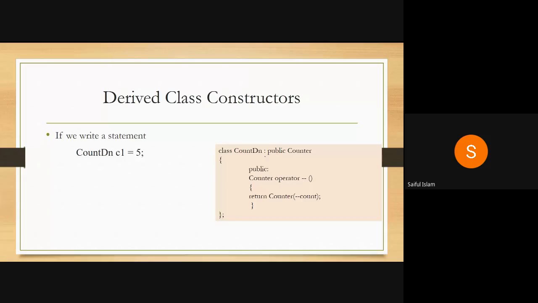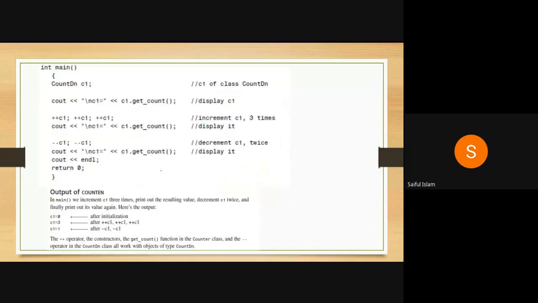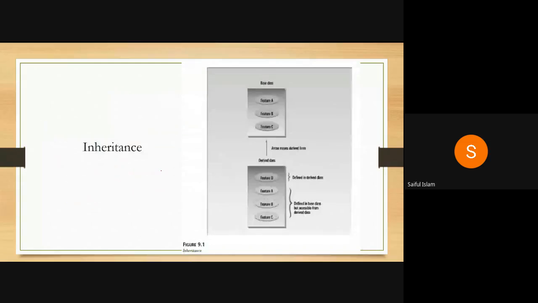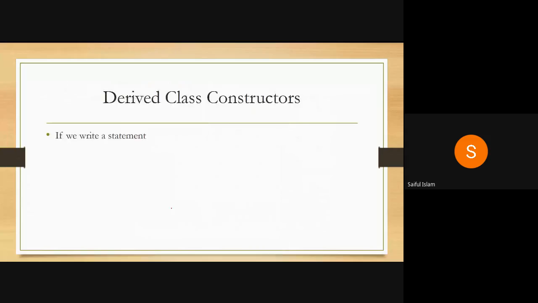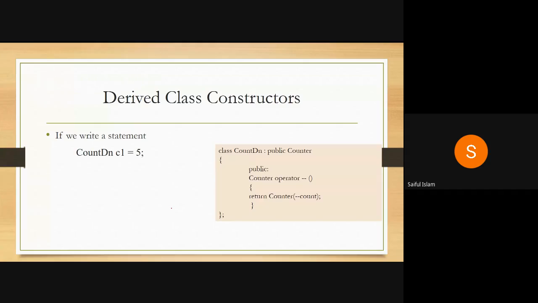Let's take this definition. I have the Counter definition in front of you. Check it out. Is this statement a valid statement? Just look at this one. In the Counter class, we have constructors without argument and with one argument. And in this case, I have a statement, and this is a class Countdown. So what will happen to this statement?